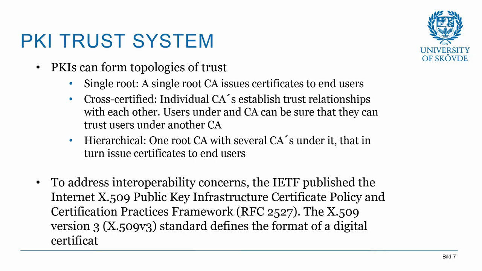So this is basically a scenario of one CA saying, "Hi, I trust this other CA, so all of my users can trust all of the users under that other CA as well." Then we have the hierarchical system, where we have one master root CA that can have several CAs under it, that in turn issue certificates to end users.